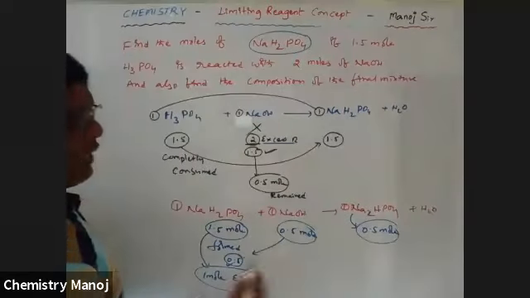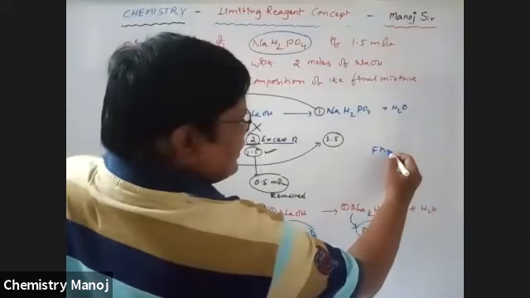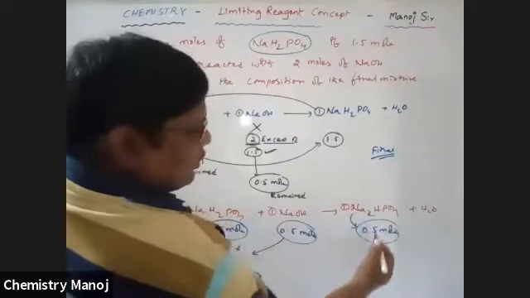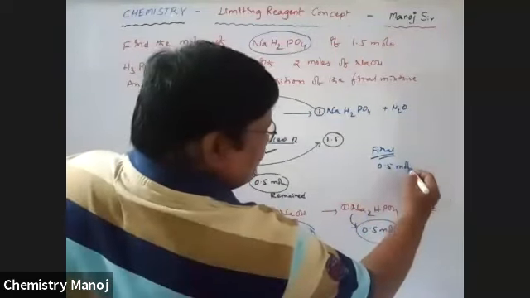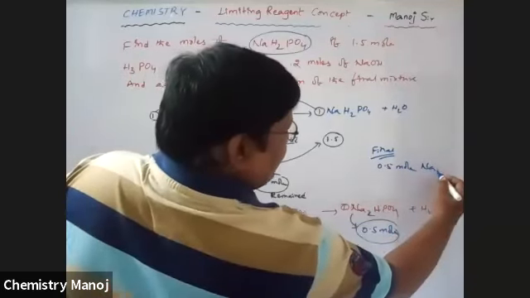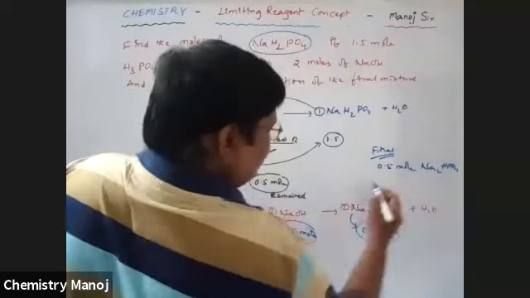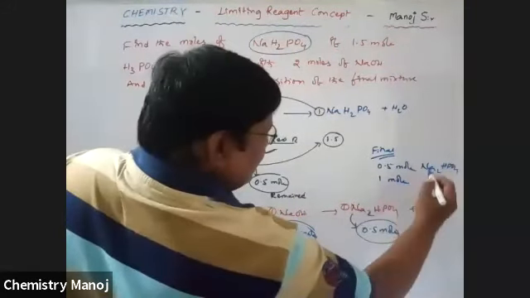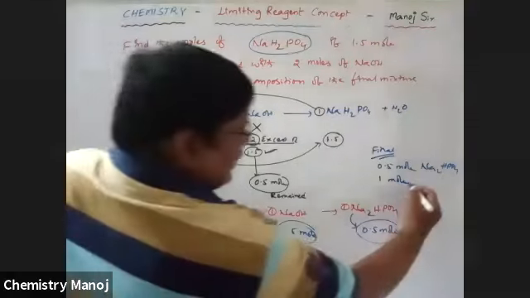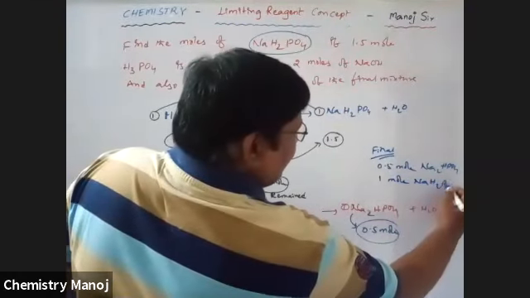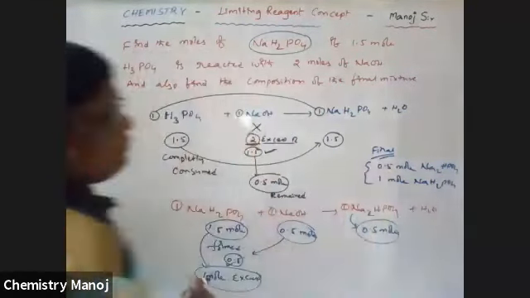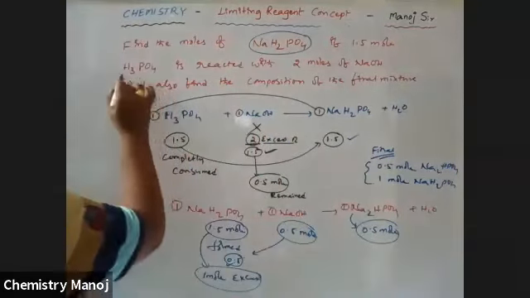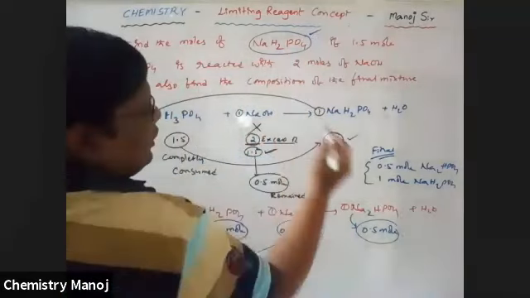NaH2PO4. Therefore, the final mixture contains 0.5 mole Na2HPO4 and the unreacted one, which is 1 mole NaH2PO4. So actually 1.5 mole is formed. That is the first question's answer, 1.5 mole.